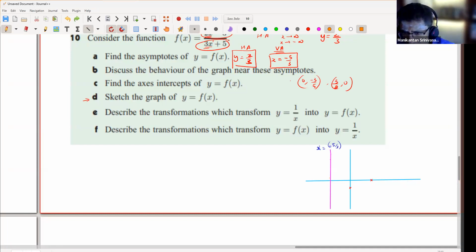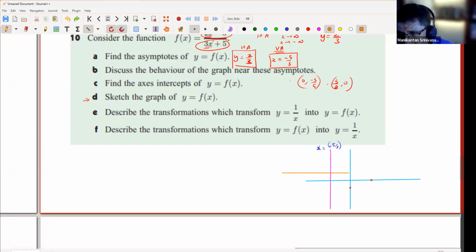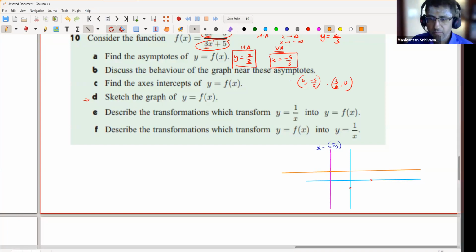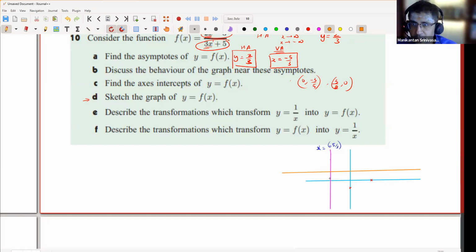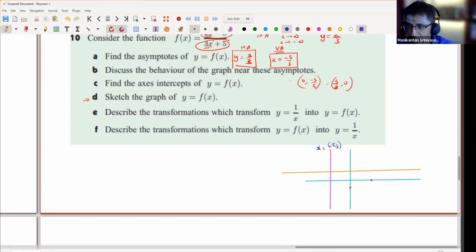Actually, you're supposed to put asymptotes as dotted lines, but for now I'm just putting a solid line because on this paper it's a little difficult to draw with. It's not quite horizontal, but just imagine it's horizontal, guys. So this is your horizontal asymptote, which is y equal to 2/3.